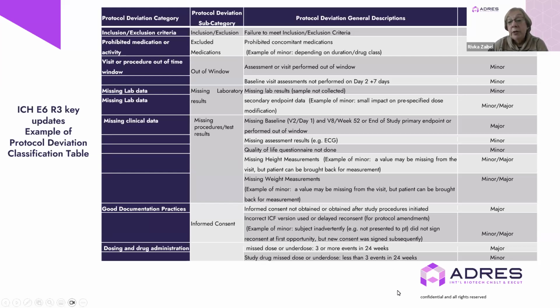If you have such a table prior to the initiation of the study, then that is a document that should be shared with the investigators, all sites, the medical monitor and the statistician, so that all decisions are made based on this protocol deviation definition.